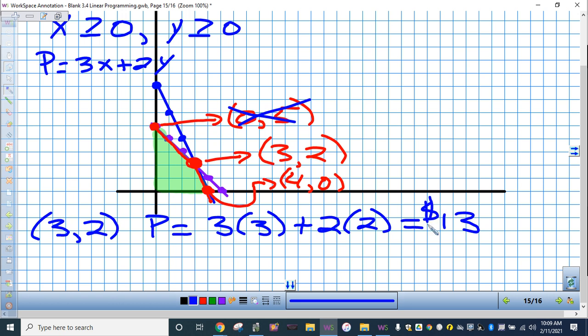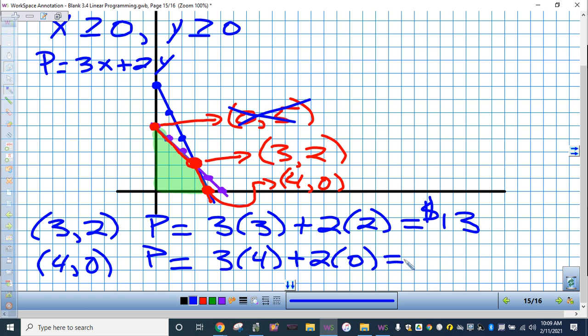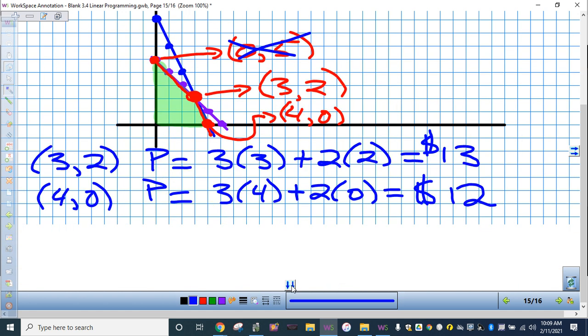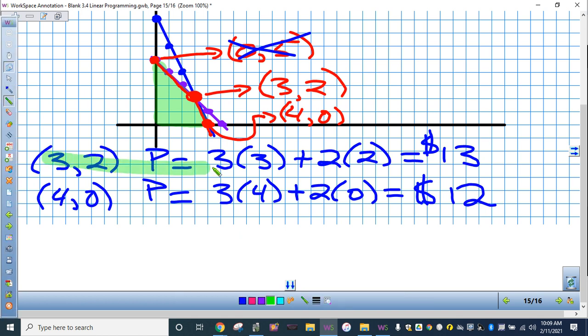all that for a measly $13, right? A bunch of crap, but you know, what can you do? So we got 4, 0 coming up next. So P equals 3 times 4 plus 2 times 0, which equals $12. So clearly the top one, the 3, 2, is the one that maximizes our profit at 13.